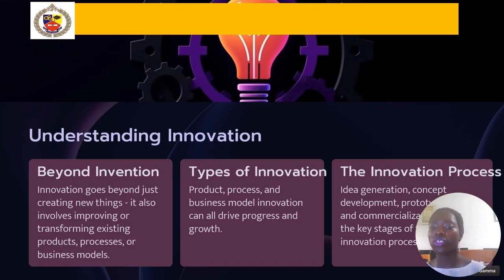Now we have types of innovation. The first type of innovation we have is product innovation. Product innovation focuses on improving or creating new products. We have process innovation. Process innovation has to do with enhancing production or delivery methods for efficiency and cost effectiveness. We also have business model innovation. Business model innovation has to do with changes in how value is created and delivered to customers. All this can drive progress and growth.